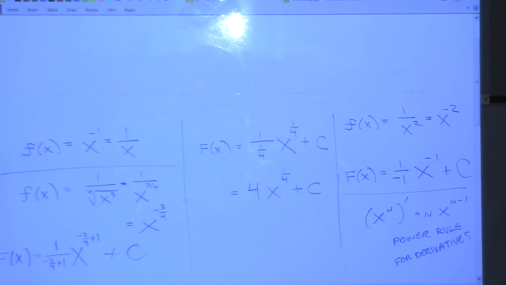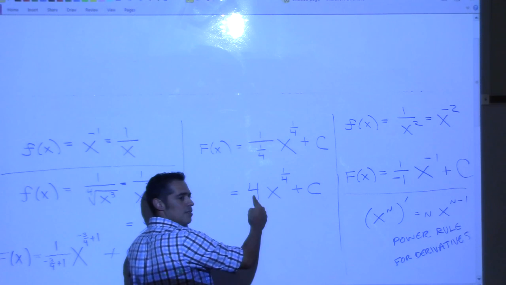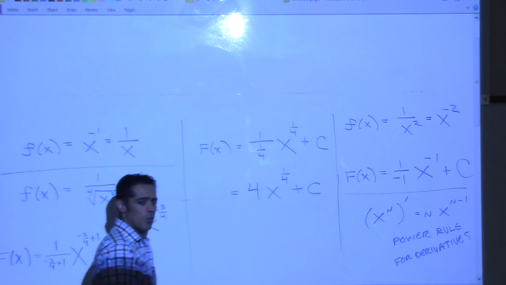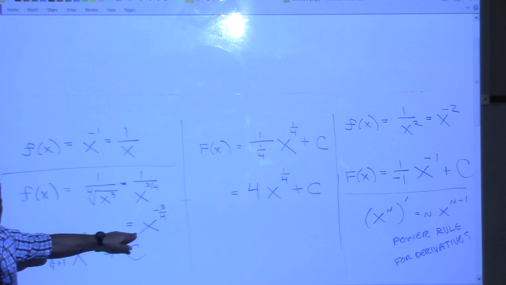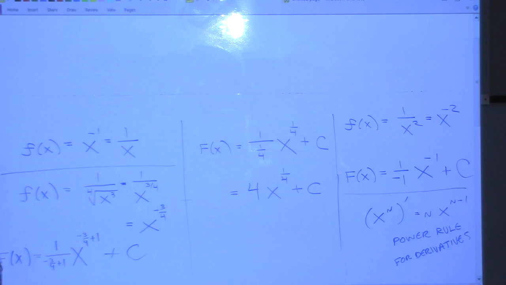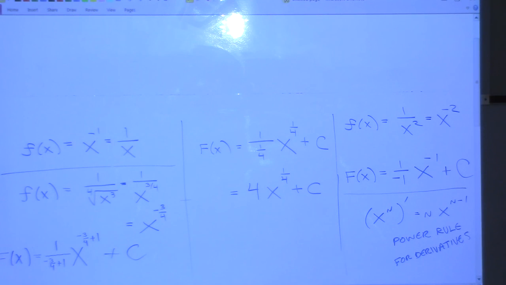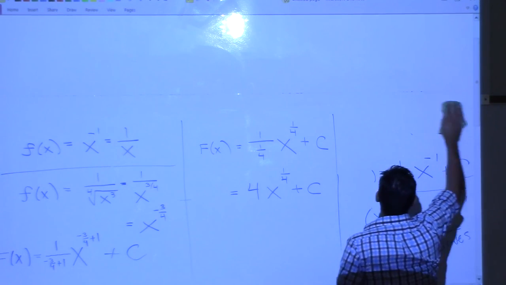Is it correct? Check it. Take the derivative. 1/4 comes down, hits the 4, it's gone. Right? Subtract 1. What's 1/4 take away 1? Negative 3/4. So you're going to wind up right there, which you could rewrite that way. All right. It's almost fun. Okay, how about this one?